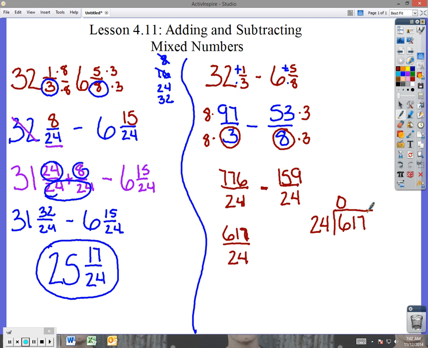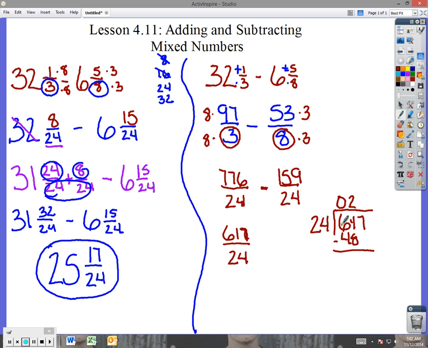Well, 24 is kind of like, if I round it up to a friendly number, it's equivalent to 20, or it's approximately 25. 25 will go into, this rounds closer to 50 than it does to 75, I would think. 25 will go into 50 twice. I'm going to try 24 goes into 61 twice as well. That gives me 48. I subtract.